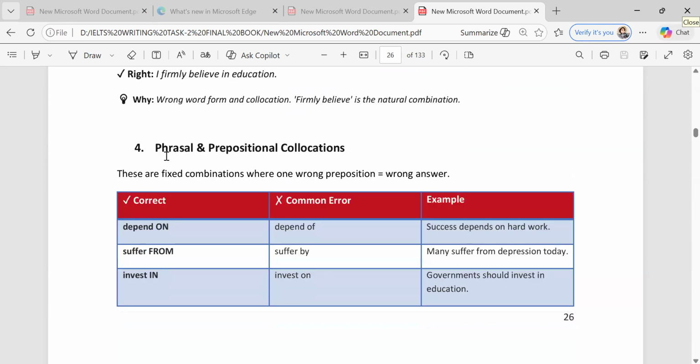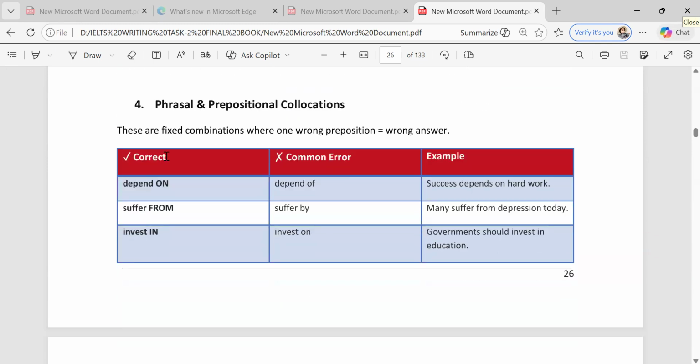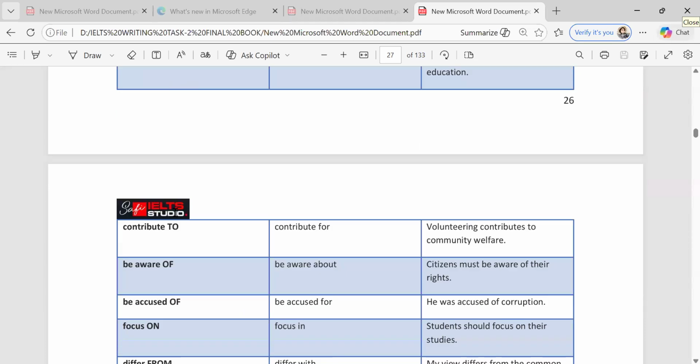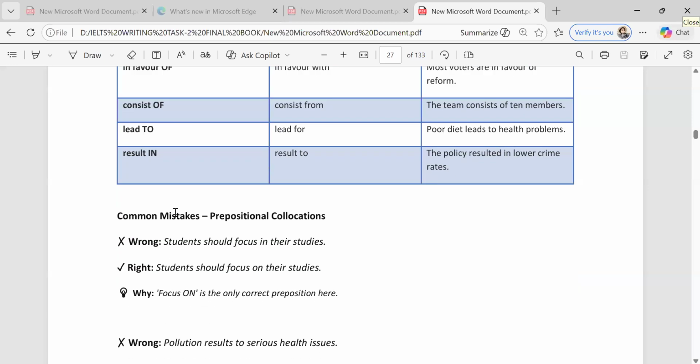And then there are some mistakes that you make, so make sure you understand. And make sure that you know how to use different prepositions with nouns, like depend on, not depend off, suffer from, not suffer by, invest in, not invest on. So I've used the list. You can go through this.